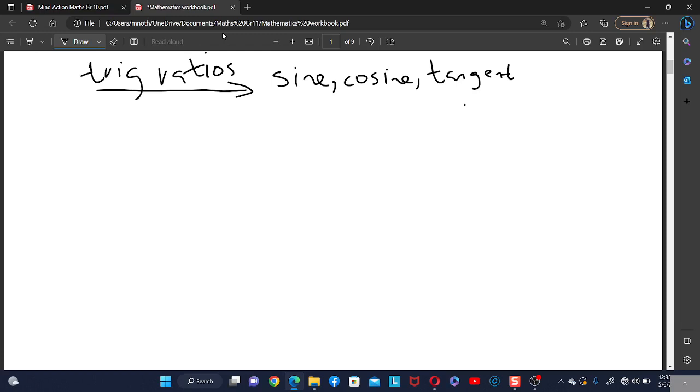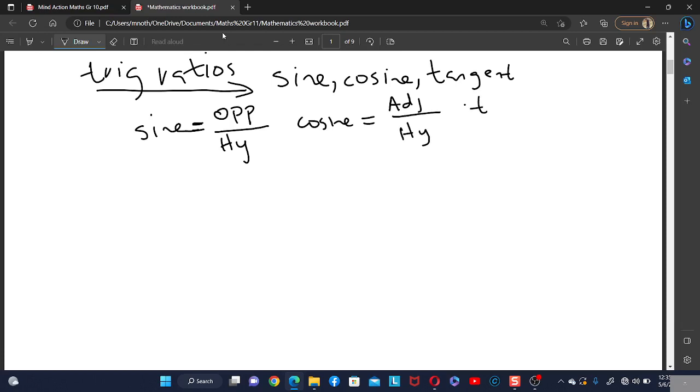Okay, so the first one is called sine. Sine is defined as the opposite side over the hypotenuse side. Cosine is defined as the adjacent side over the hypotenuse side. And tangent is defined as the opposite side over the adjacent side.